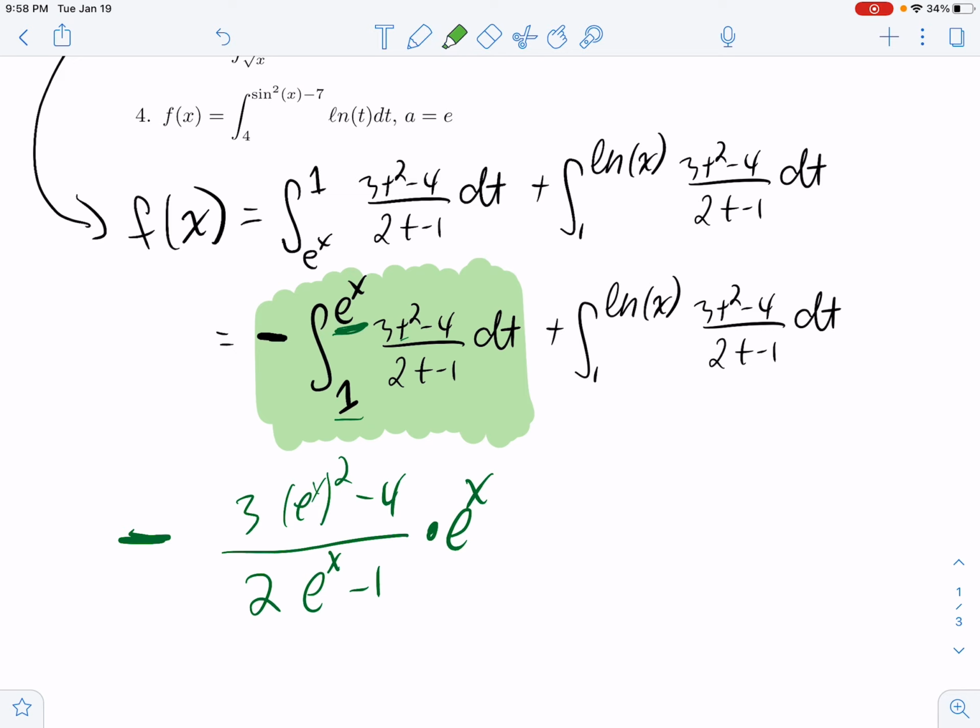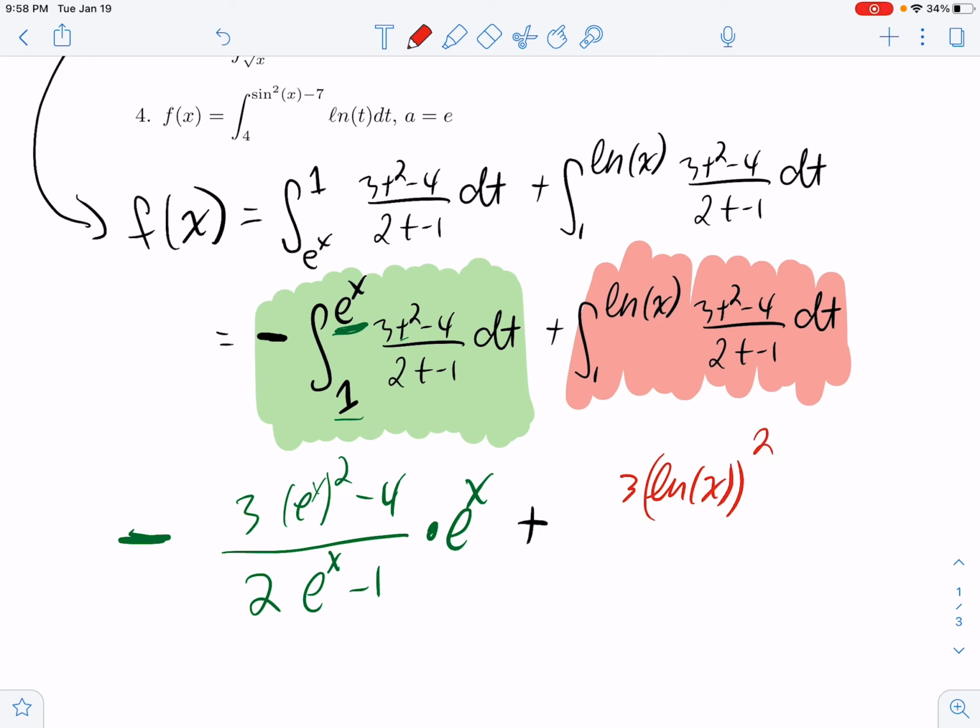Now for this guy, same thing. I take my function, I plug in ln, so I get, I guess, plus 3 ln of x squared minus 4 over 2 ln of x minus 1, and then times the derivative of ln, which is 1 over x.